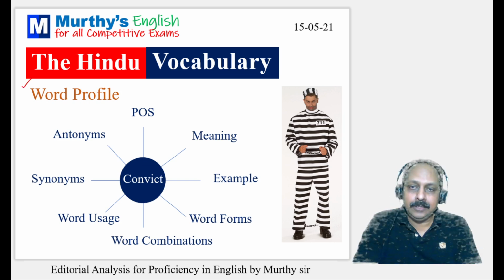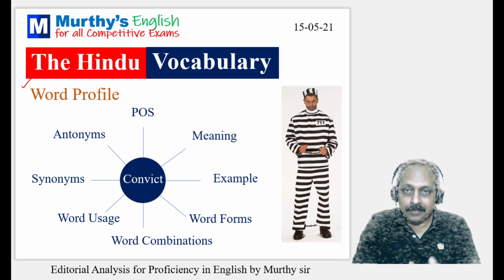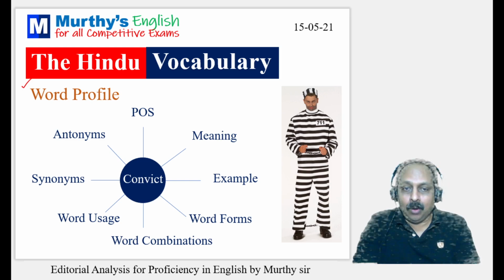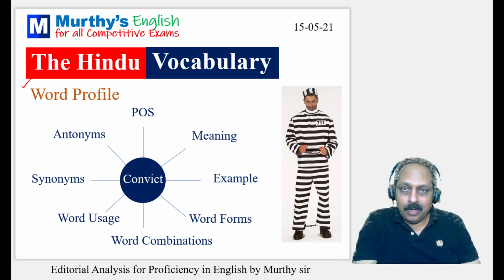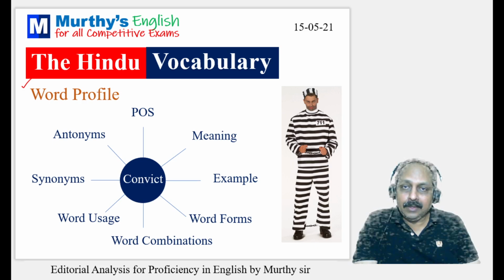Now today's word is convict. Convict is a verb form. Convict is the noun form. At the outset, you have come across a new word. Now you have to first think of the word profile. Then you may ask, so what is word profile? You have to start with the part of speech. Then you have to write the meaning.